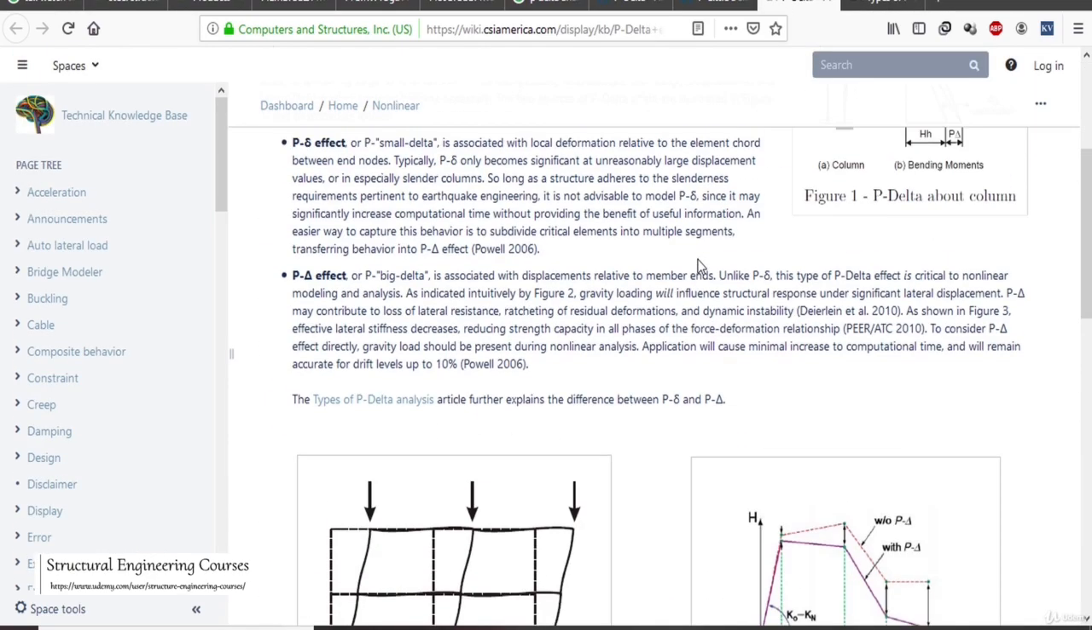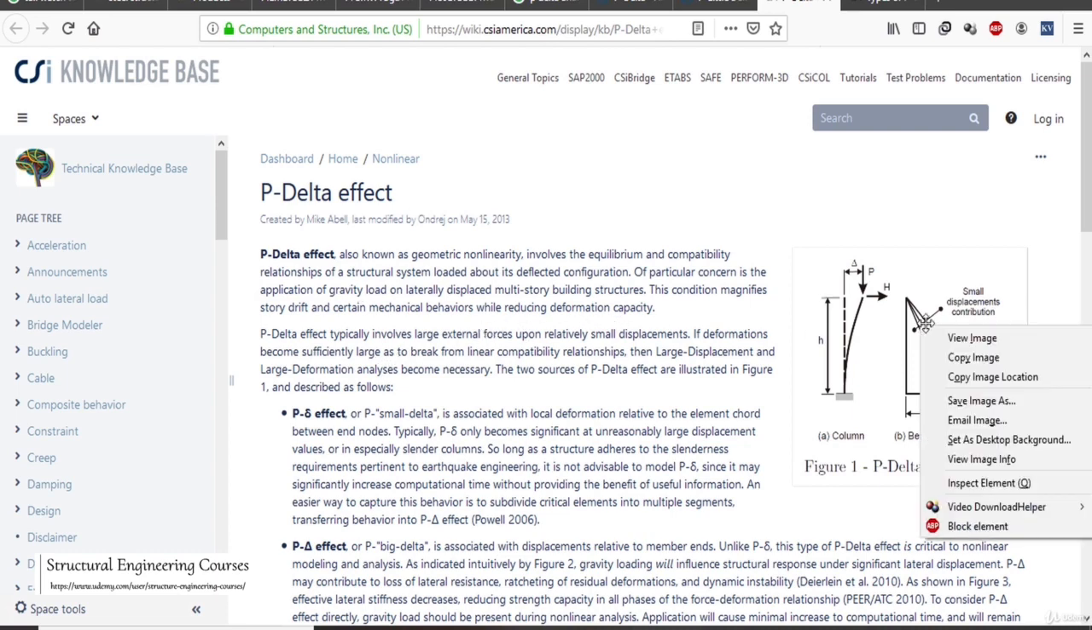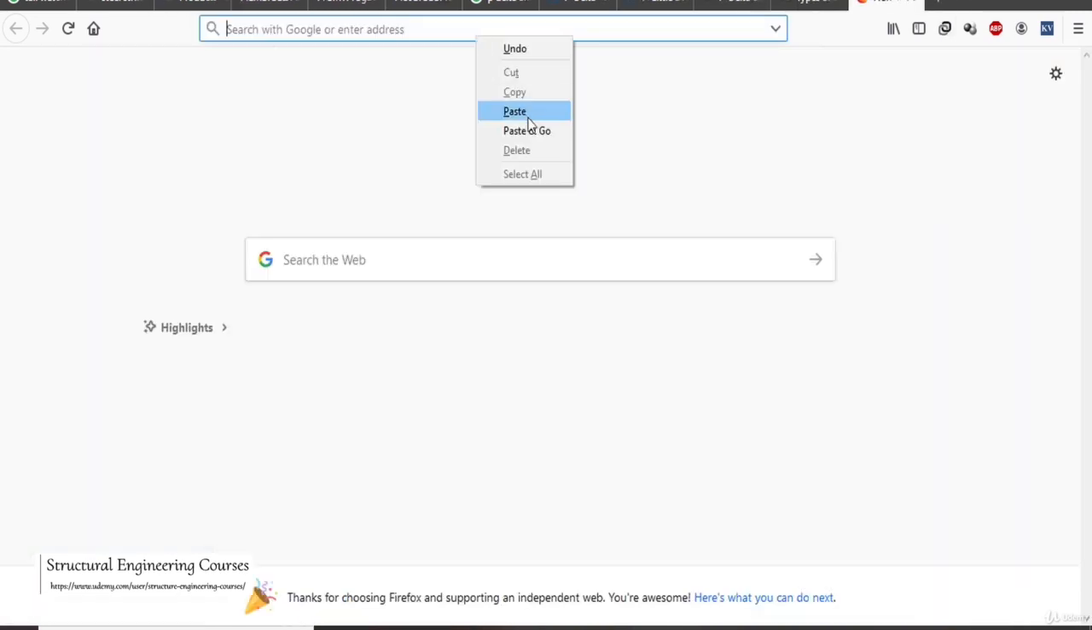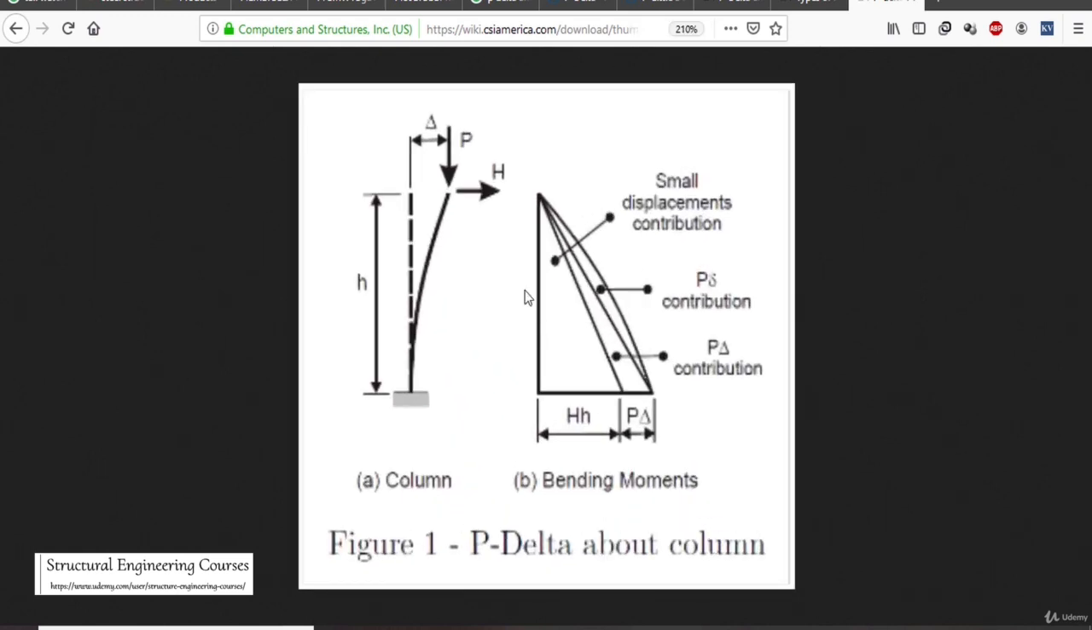After that, we can read another article by CSI, that is P delta effect. They have again explained all the equations here. This is also a very good image that they are showing. Here you can see that this is the height of the column, this is the capital delta, this is the axial force P, and this is the horizontal force H.